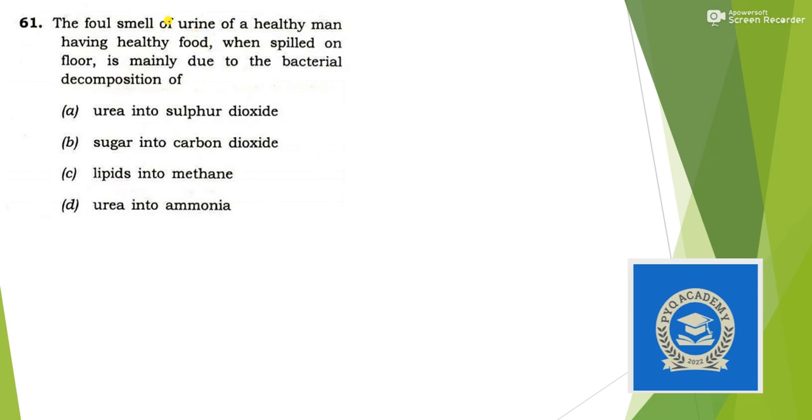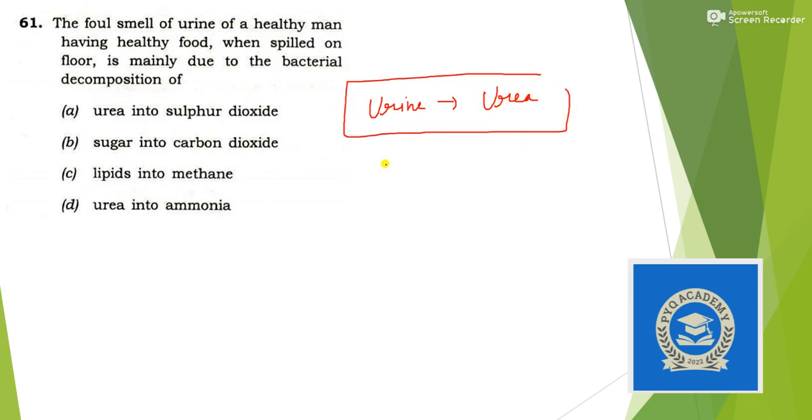Next question. The foul smell of urine of a healthy man having healthy food, when spilled on the floor, is mainly due to bacterial decomposition of. So we are very sure that urine must contain urea. There is no doubt. So let's eliminate these two options which don't have urea. Now if you have a little bit of idea, then urea has a formula of CO(NH2)2. So there is no involvement of sulfur S, there is involvement of NH, that is ammonia.